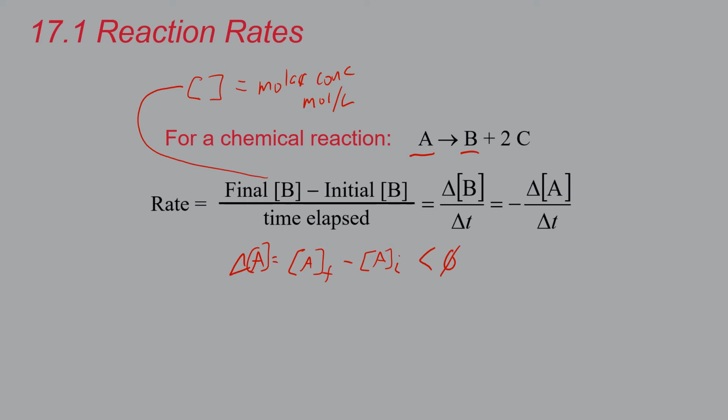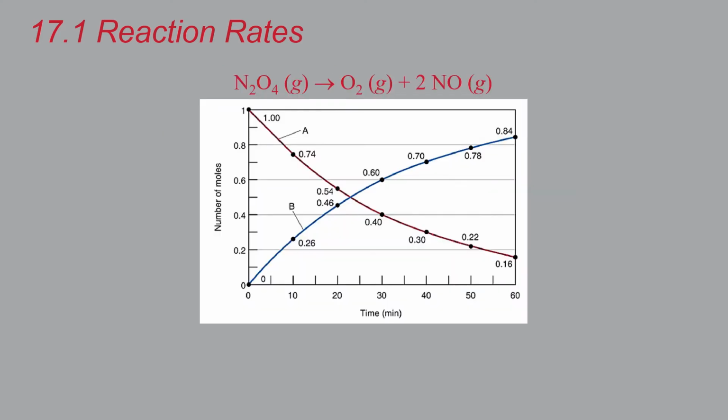So let's switch from this hypothetical reaction, and I want us to think of one more issue here. Let's switch to a real reaction. So here we've got dinitrogen tetroxide, N2O4, and that decomposes into oxygen and 2 nitric oxides.